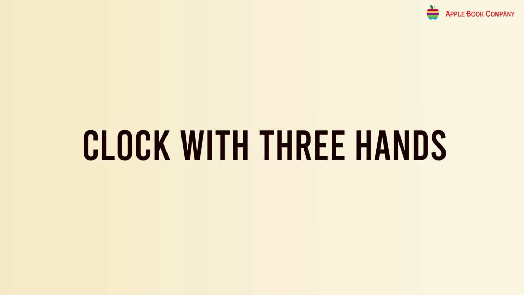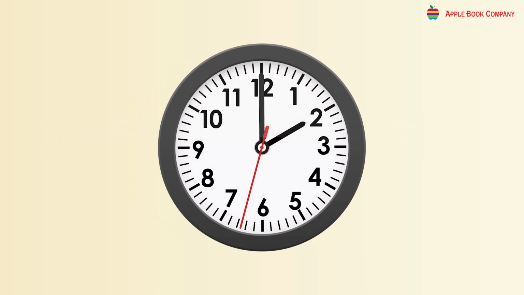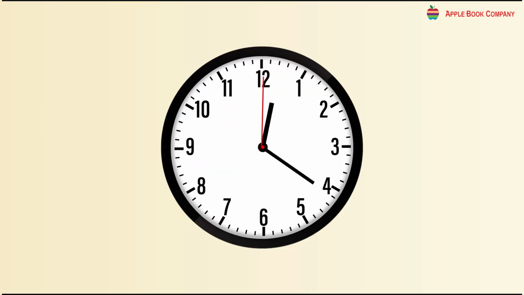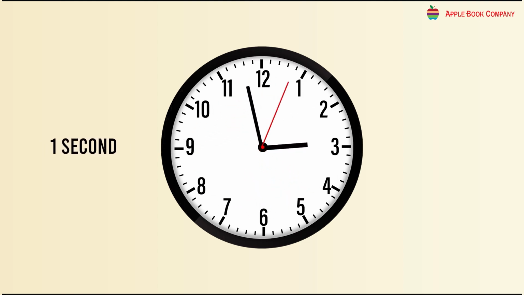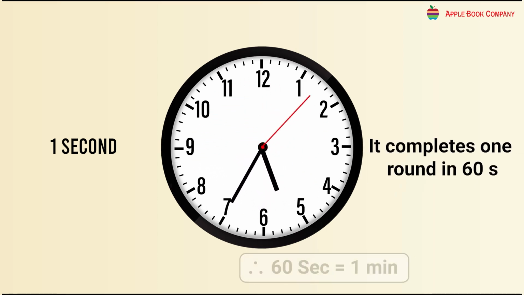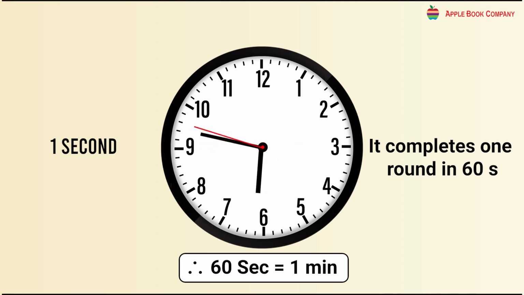Clock with 3 hands. The clock shown has 3 hands. Apart from the hour and the minute hand, the third hand, which is thinner than the hour and minute hand, is called the second hand. It moves much faster than the other 2 hands. It moves between 2 successive small divisions, which is called 1 second, and it completes one round in 60 seconds. Therefore, 60 seconds equals 1 minute.